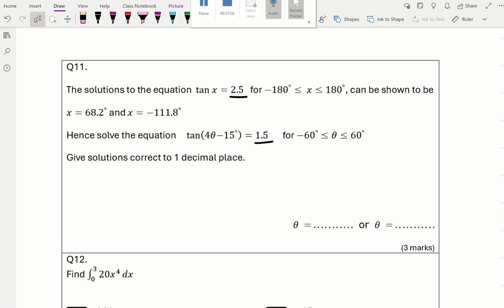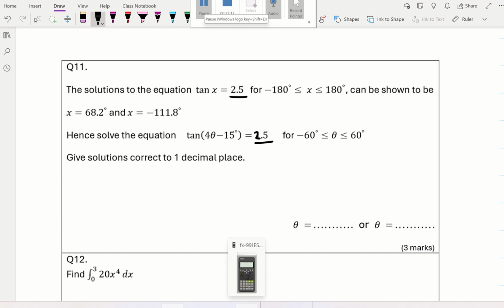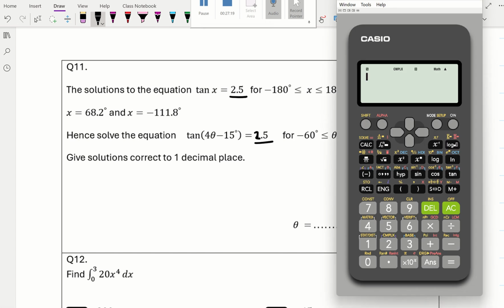So I've changed it on the Word document, so when you are working through it, they should all be the same, 2.5 and 2.5. Right, so they've given you what you would find on your calculator. If you go shift tan 2.5, you'll get the solution 68.2 to 1 decimal place. And if you use the graph to find the second solution, you would also get that.